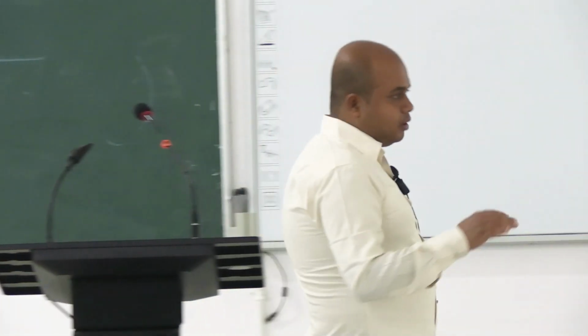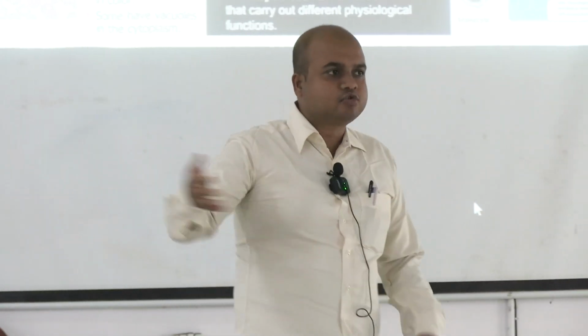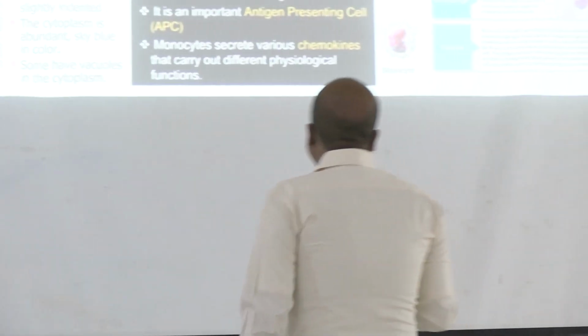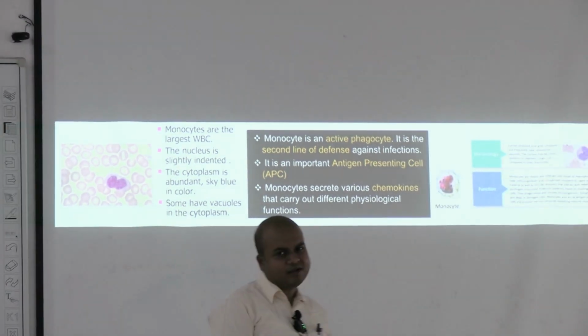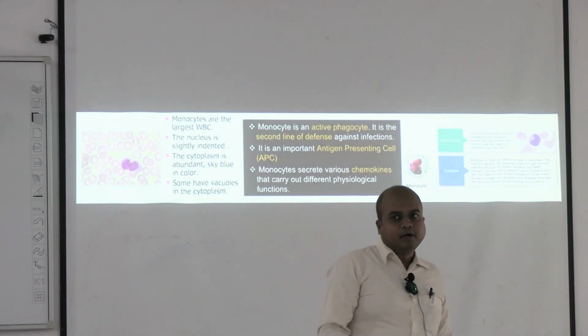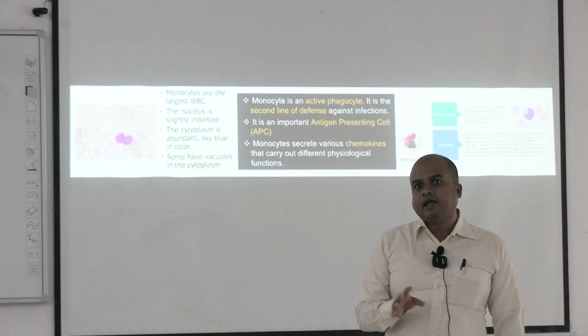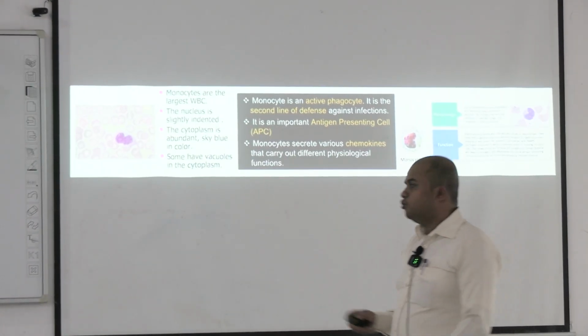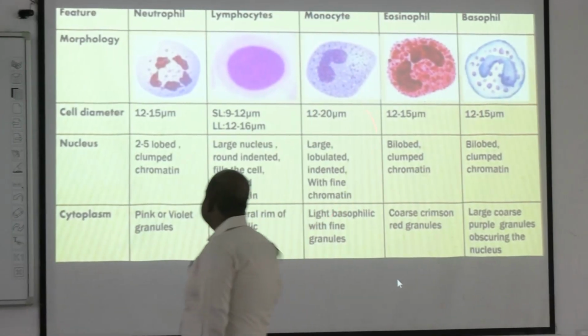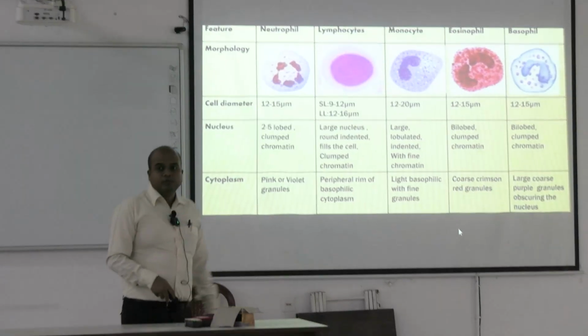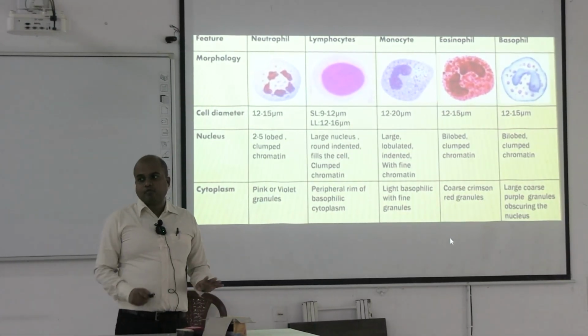Macrophages are transformed monocytes which go from the peripheral circulation into various tissues associated with our immunity. Monocytes secrete various chemical factors known as chemokines, but the main function is that they are the second line of action for phagocytosis after neutrophils. This is a summary of the structures of the different types of WBCs, which most of you have already noted on the microscope.